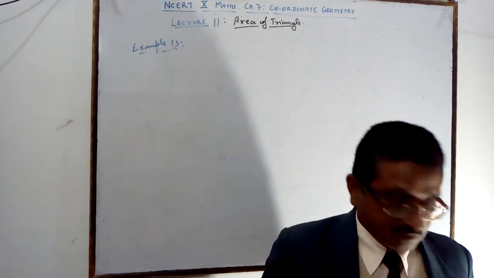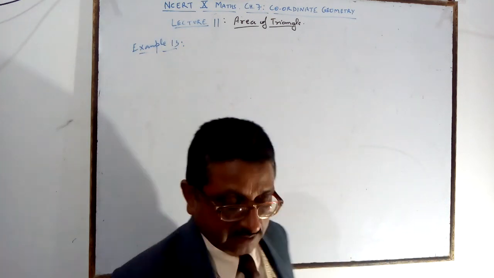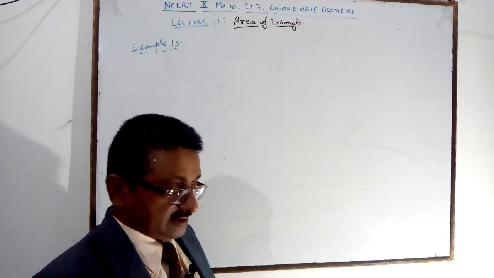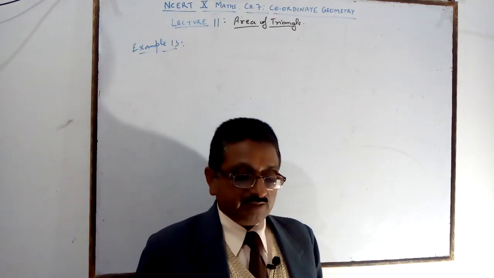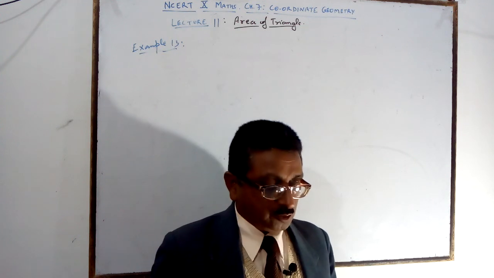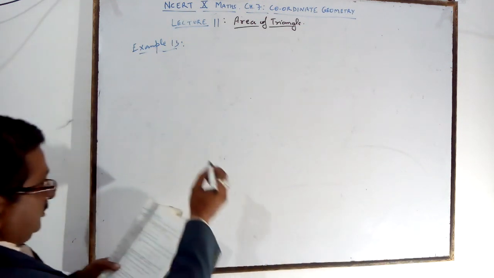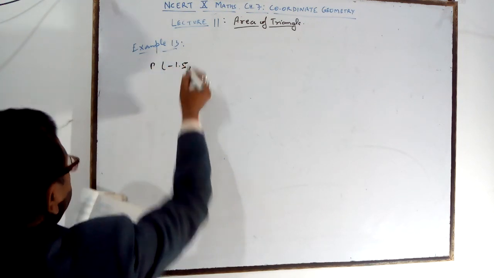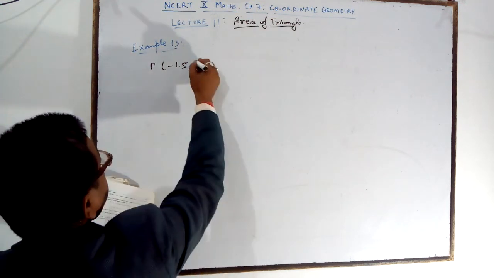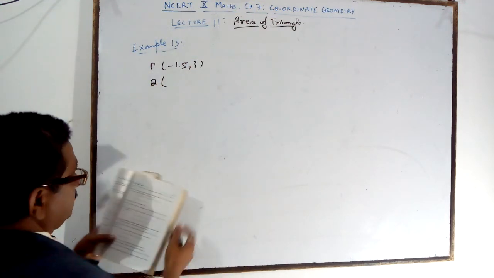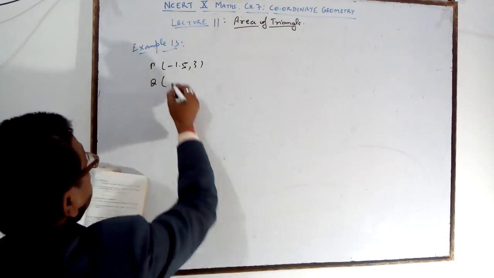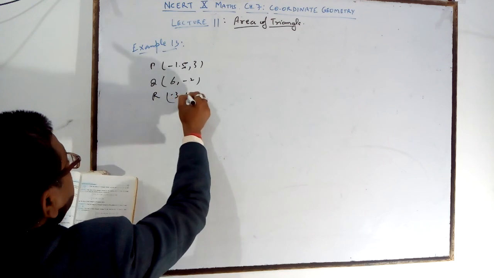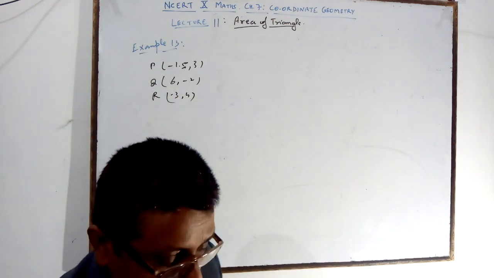Hello students, you are studying the chapter coordinate geometry. In this you have finished till example number 12. Example 13 is given. Find the area of triangle formed by the points P(-1.5, 3), Q(6, -2), R(-3, 4). You want to find out the area of this triangle.